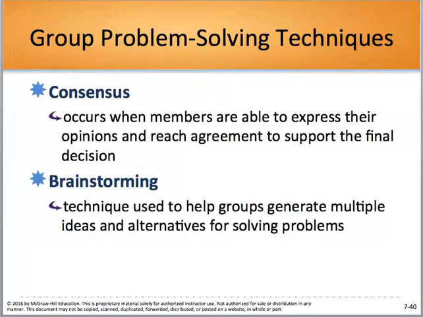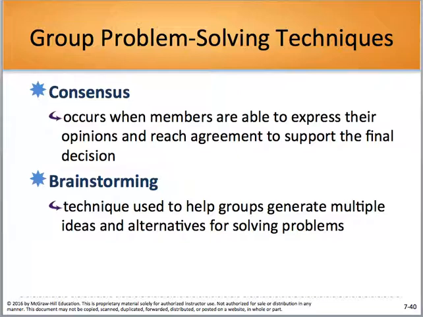So here are some techniques. We can have consensus. That's where members are able to express their opinions and reach an agreement to support the final decision. It's not the same as groupthink, right? Everyone is able to express their opinions. There are some challenges, there's some criticism and critiques. At a point, everything is dissected and analyzed, and then there is a mutual agreement.